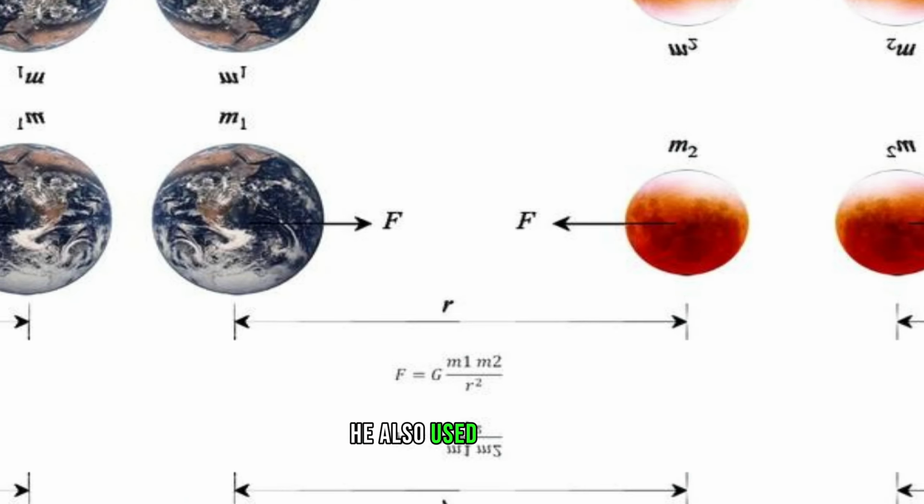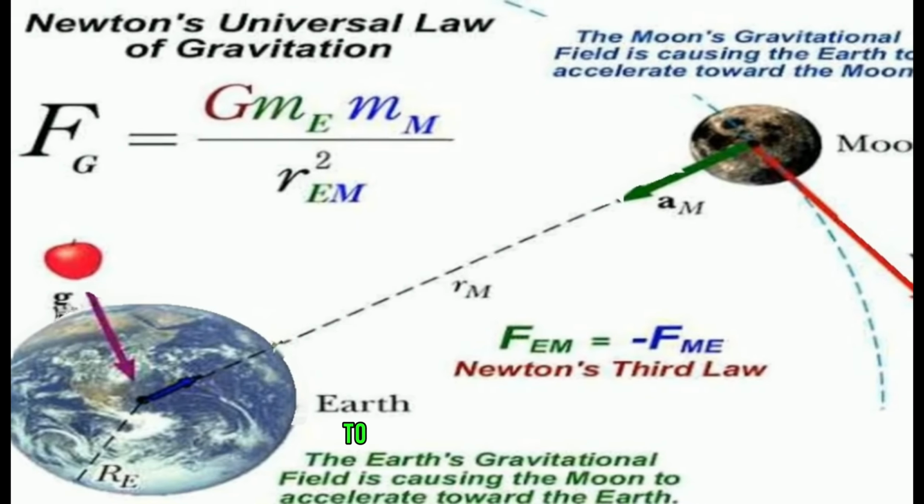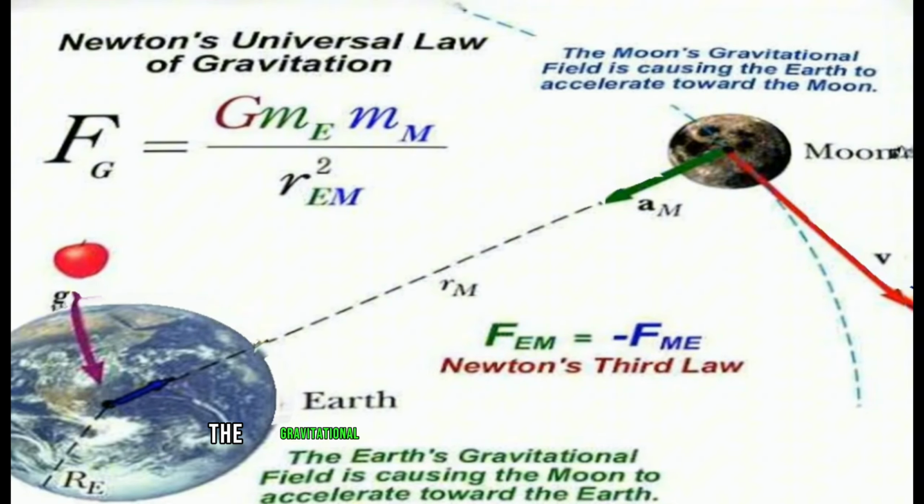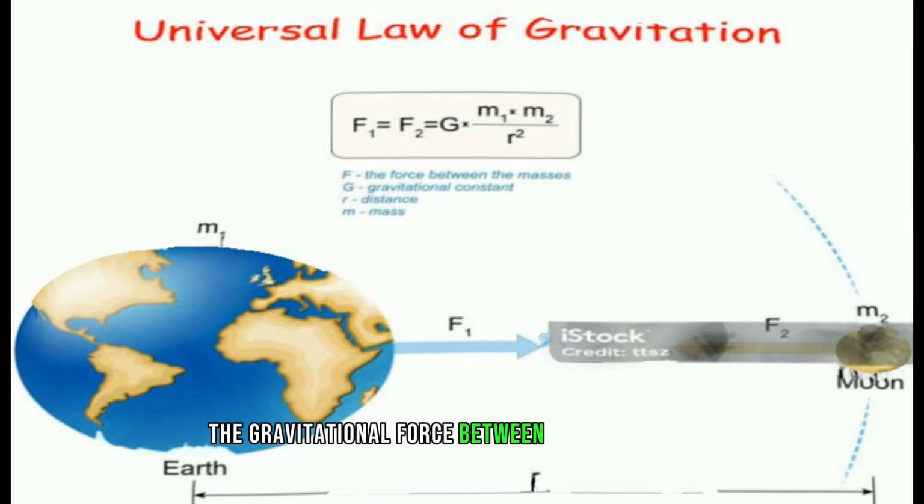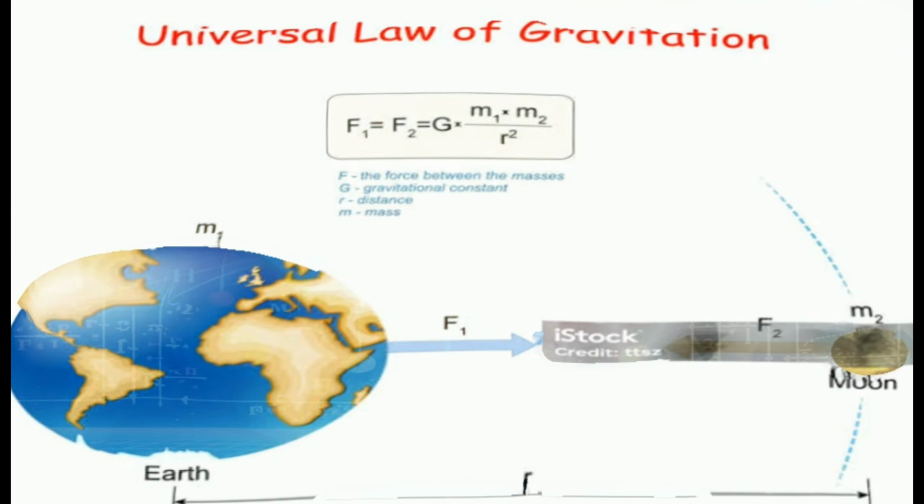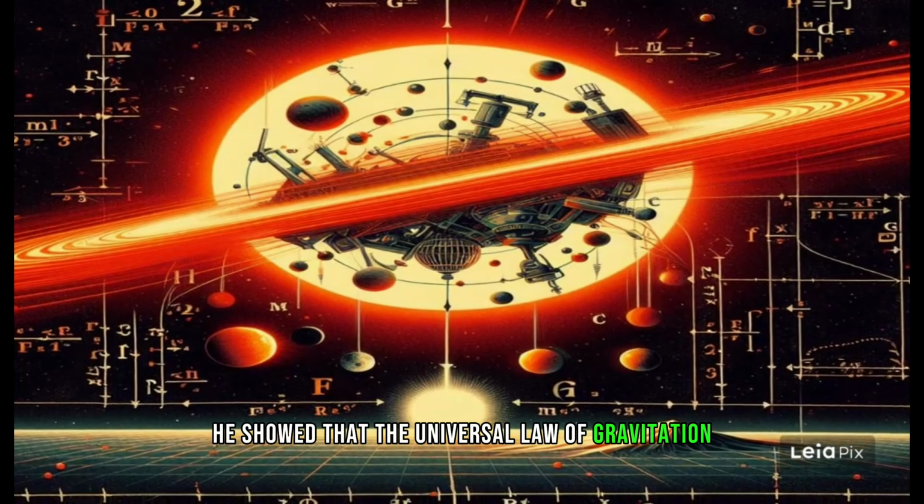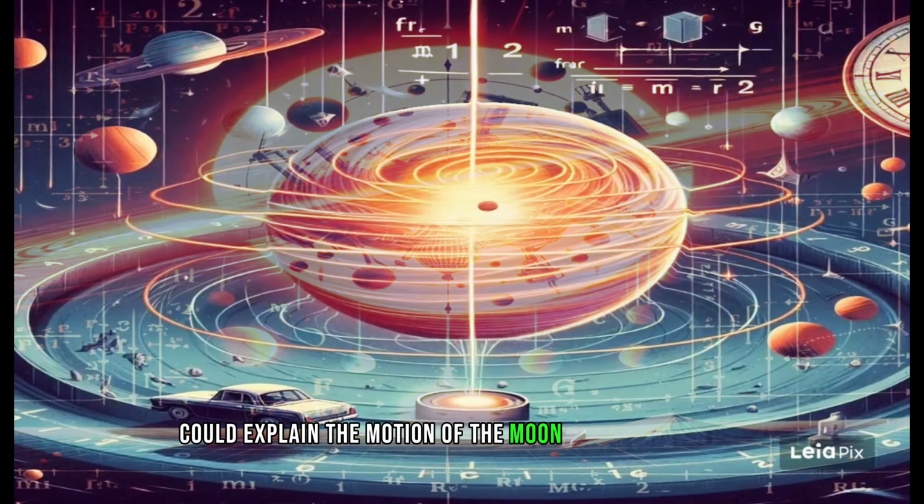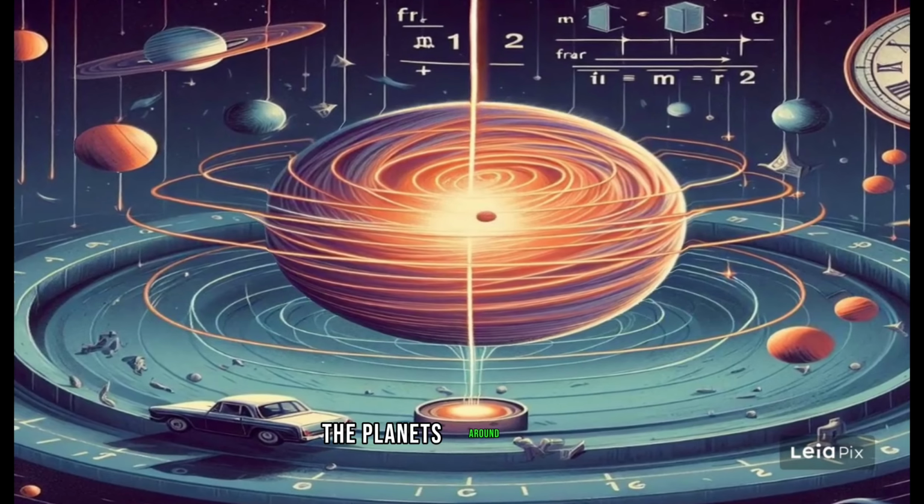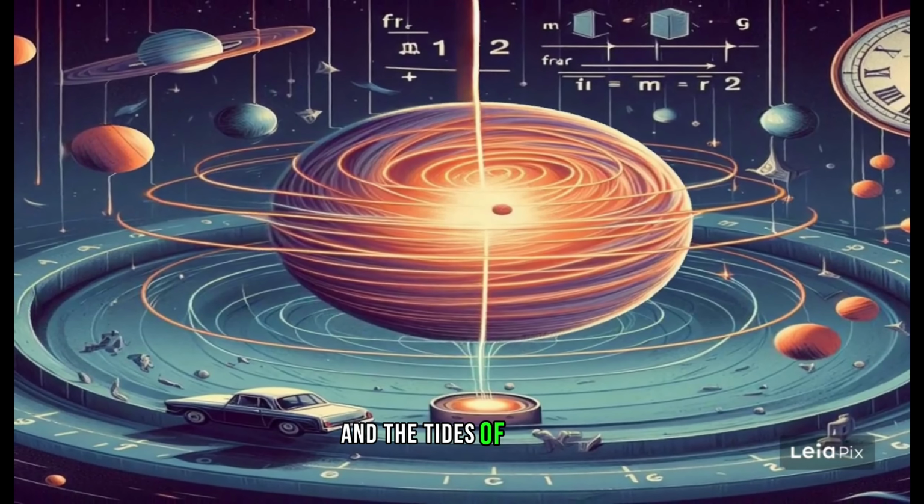He also used calculus, which was a new branch of mathematics that he created to prove and calculate the gravitational force between celestial bodies. He showed that the universal law of gravitation could explain the motion of the moon around the Earth, the planets around the sun, and the tides of the sea.